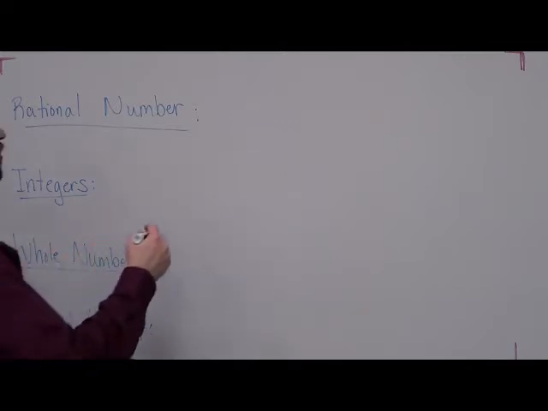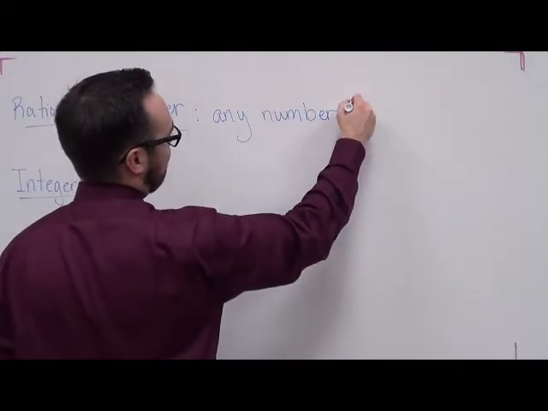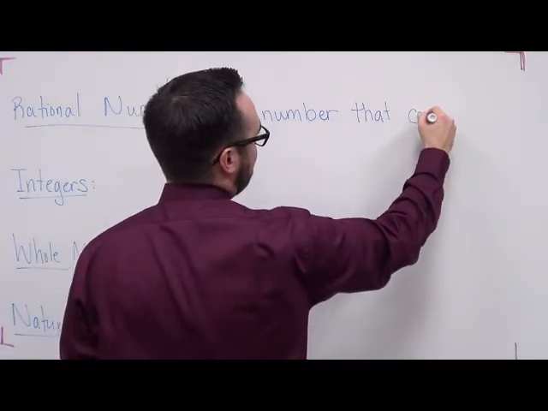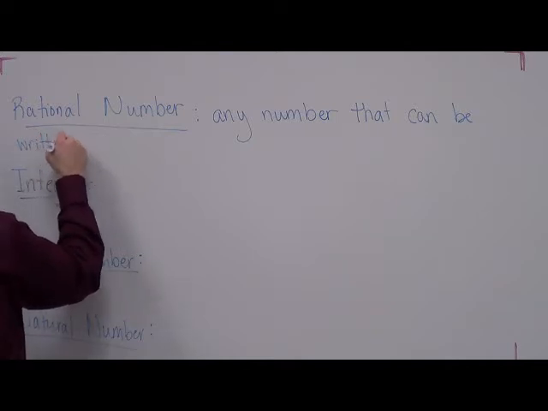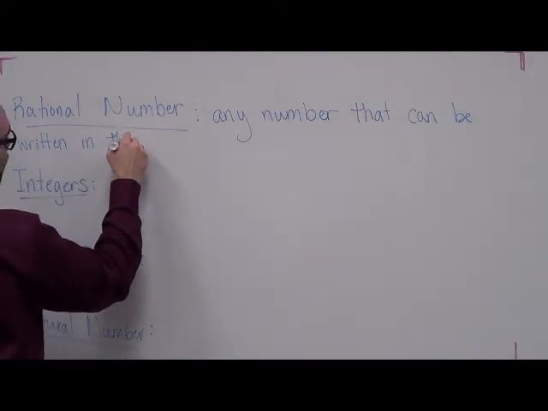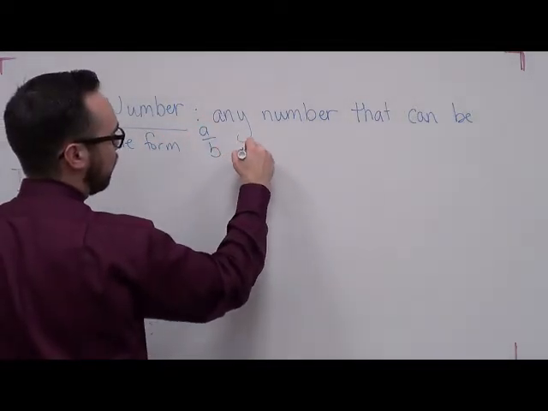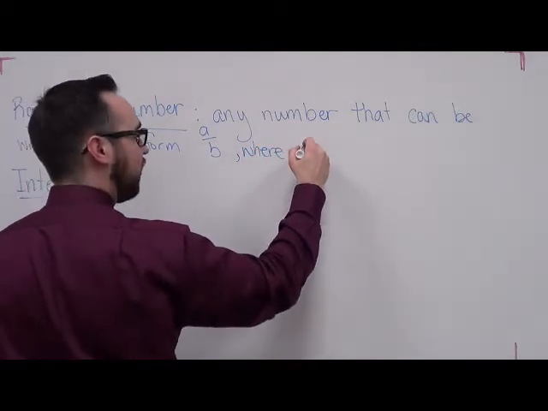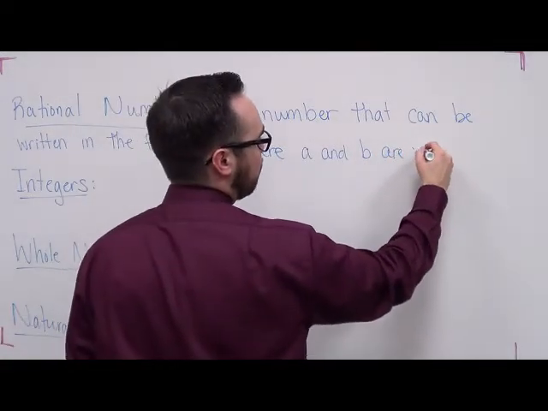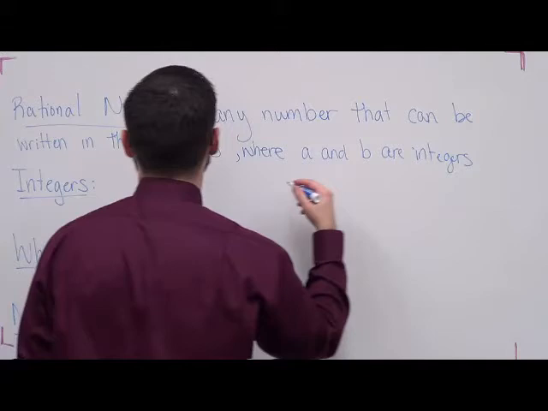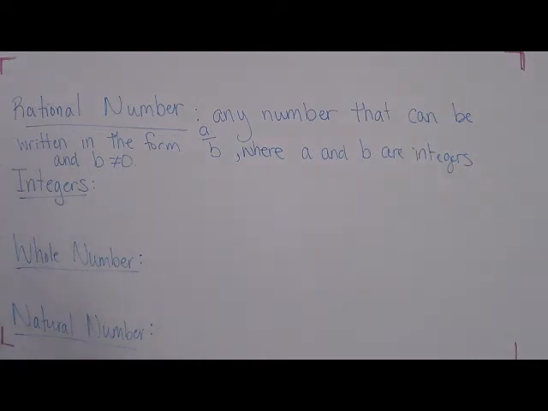So to start, a rational number is any number that can be written in the form a over b, where a and b are integers and b is not equal to 0.